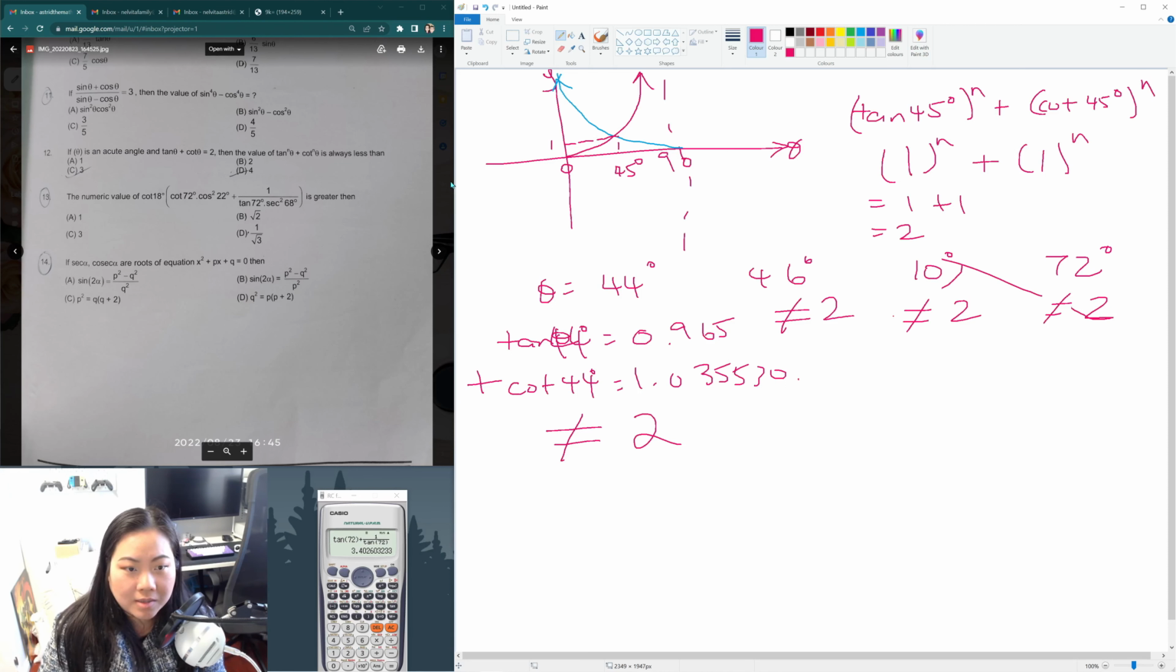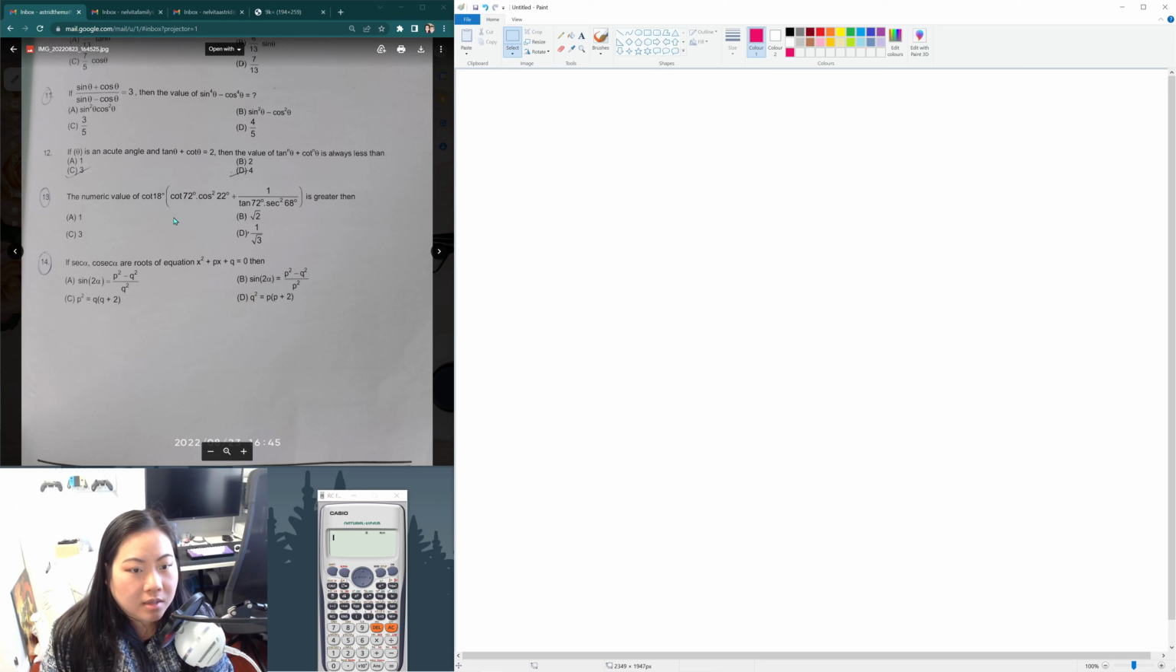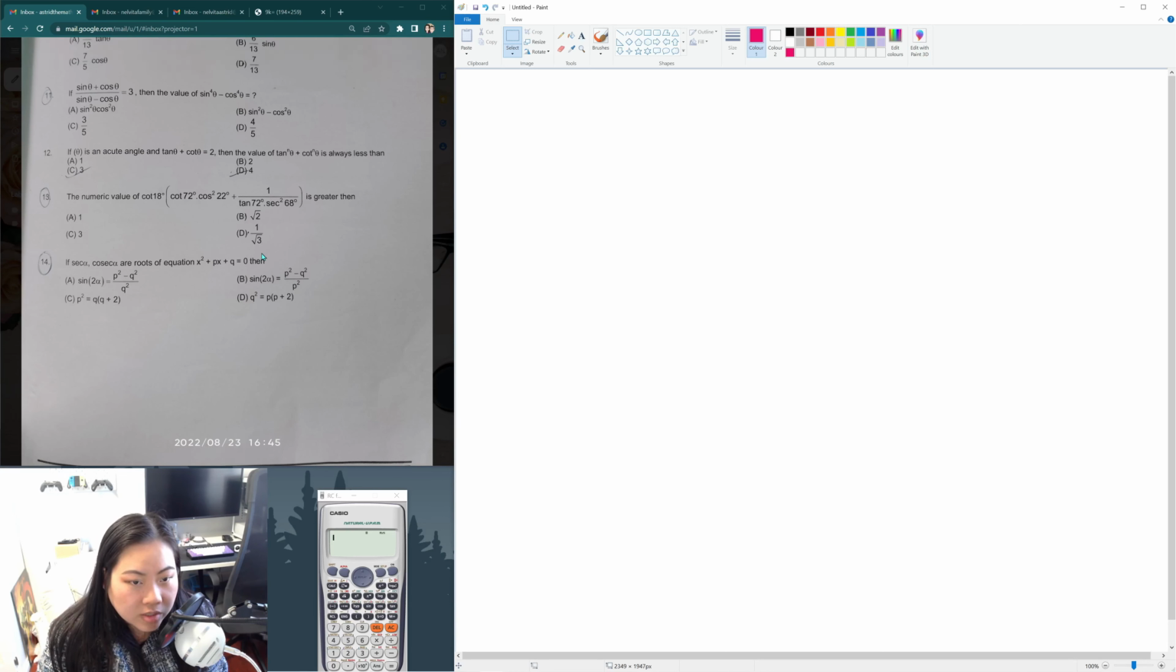Moving on. Question 13. The numeric value of cot 18 degrees outside of this mess is greater than what? I think this is just a straight calculator question. I don't see a point in trying to do this algebraically. I mean, you can, but it'll take too long, so I'm just going to go straight to putting it all in the calculator.